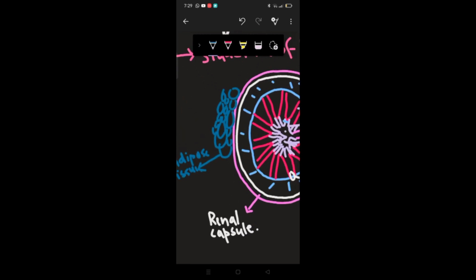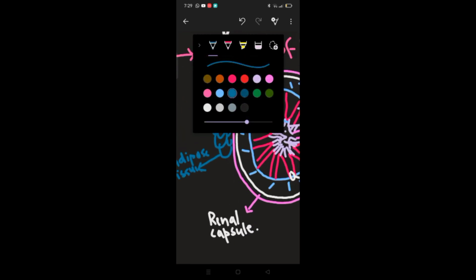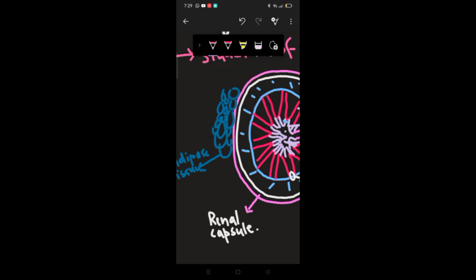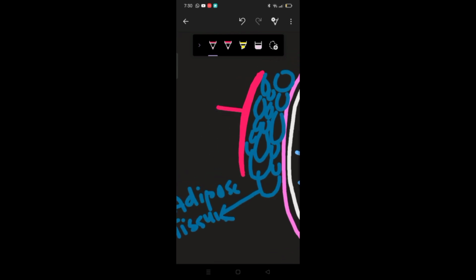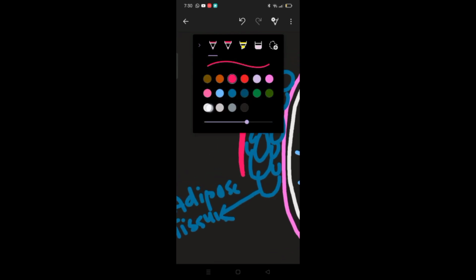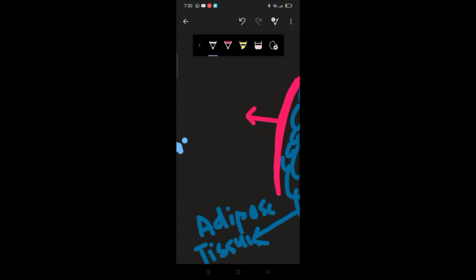Alright, so the last layer by which the kidney is protected is renal fascia. This is the covering we do have, and this is known as what? Renal fascia.